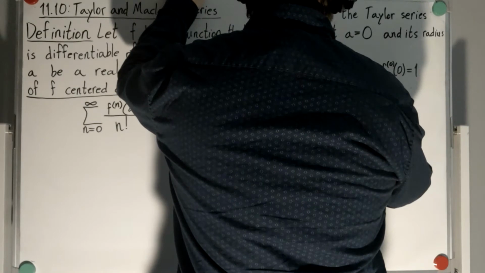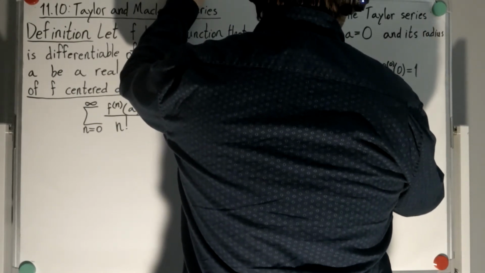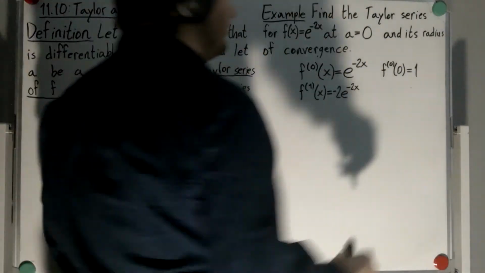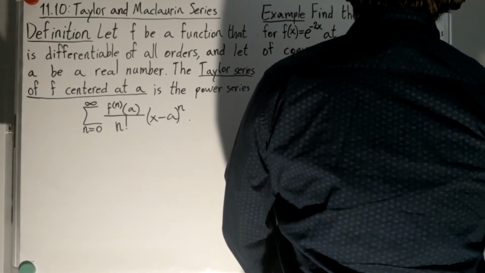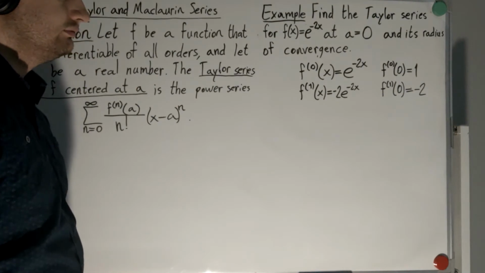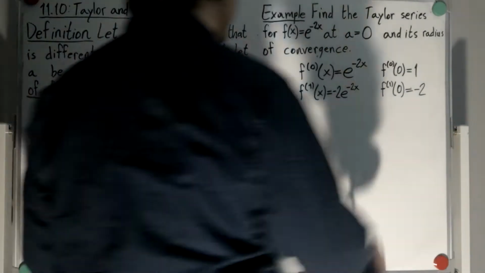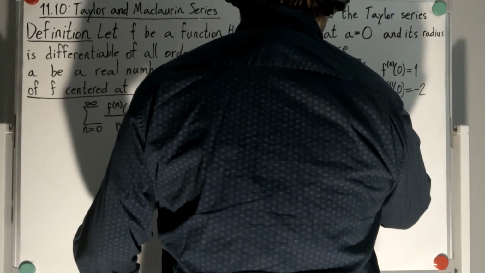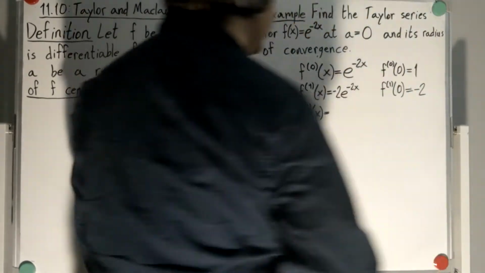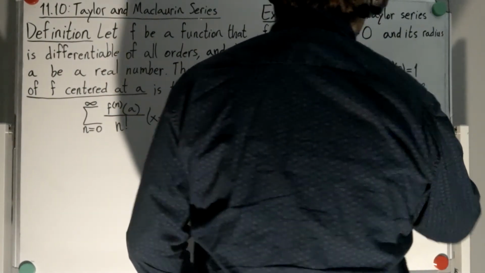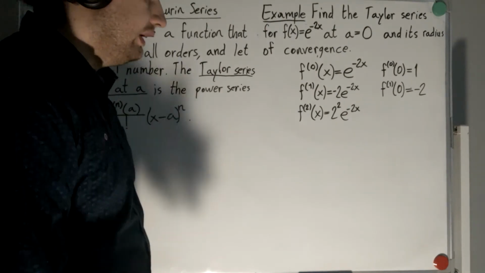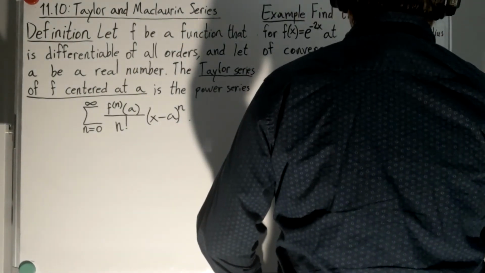If you take one derivative, what you get here is negative 2 e to the negative 2x by the chain rule. And so the first derivative evaluated at 0 is negative 2. You take another derivative. Okay, so the second derivative ends up being 2 squared e to the negative 2x. You evaluate it at 0, and what you get is just 2 squared.